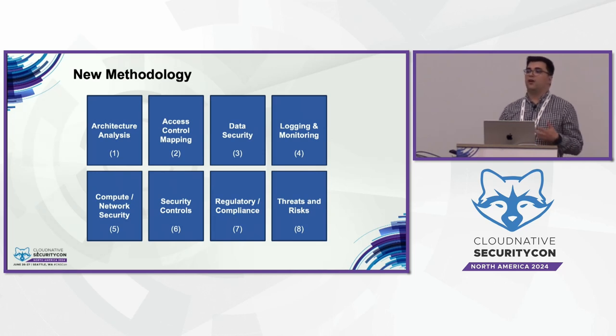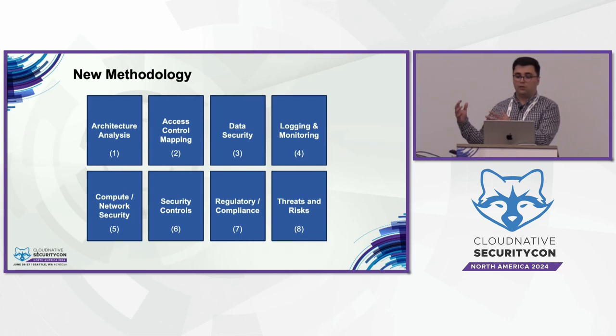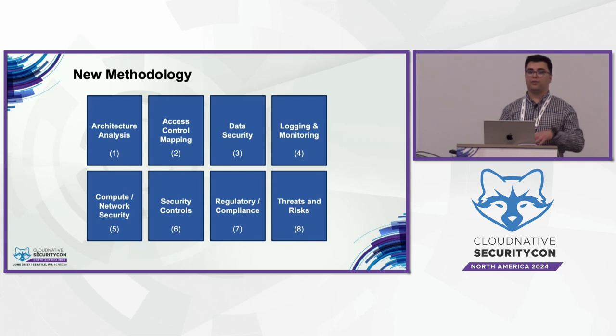In this case, for us, the first thing to do is an architecture analysis. After that, an access control mapping. We will review the data security, the logging and monitoring part, the compute, network and security, the different security controls you have across your cloud pattern. We will also talk about compliance and threat and risk at the end.